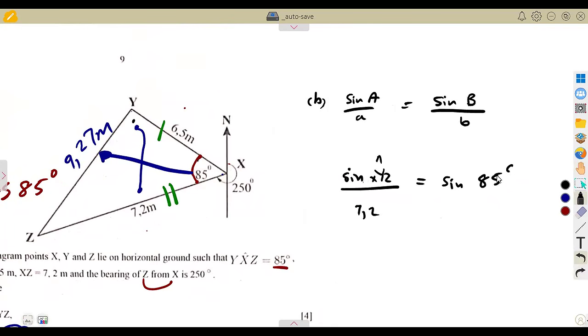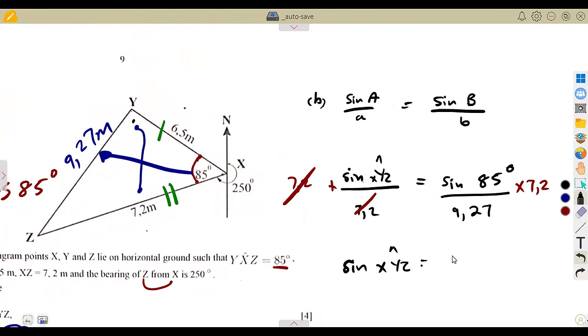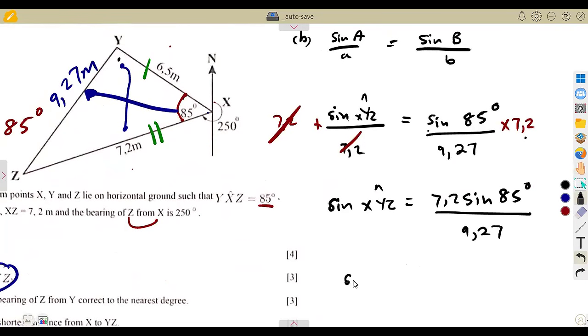is equal to the sine of the angle which is complete and its corresponding side, these two are complete. That is 85 over 9,27. You can use the values that you calculated before. To remove the 7,2 here, multiply both sides by 7,2. You're going to have sine XYZ being equal to 7,2 sine of 85 degrees over 9,27. So this is you and your calculator. Simplify the decimal part on your calculator, it was going to be 0,77374 and so on.